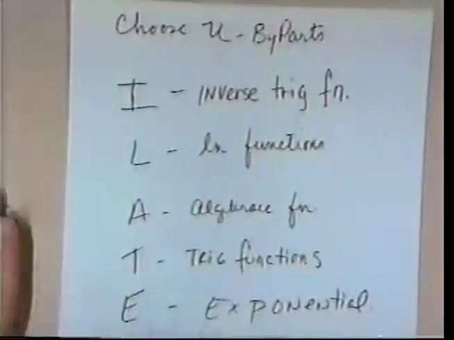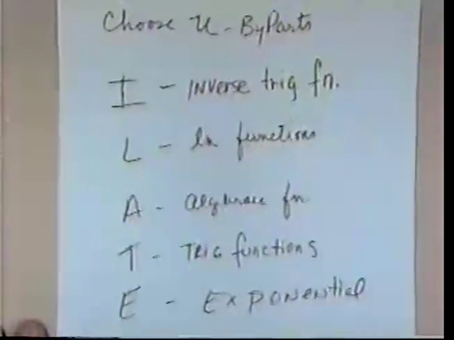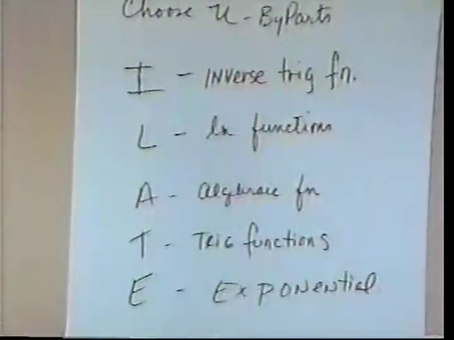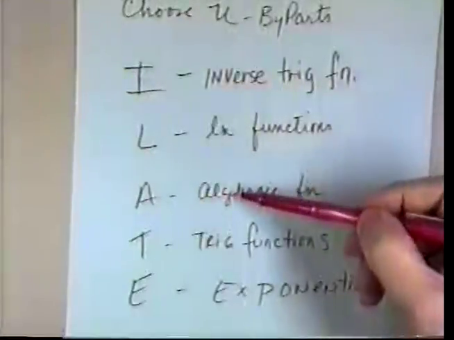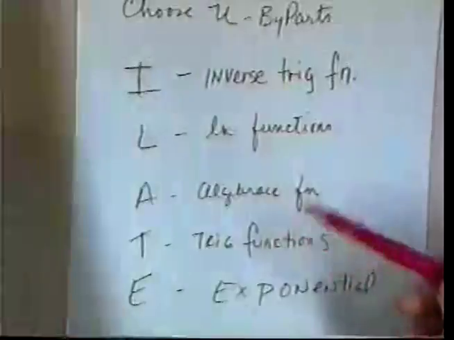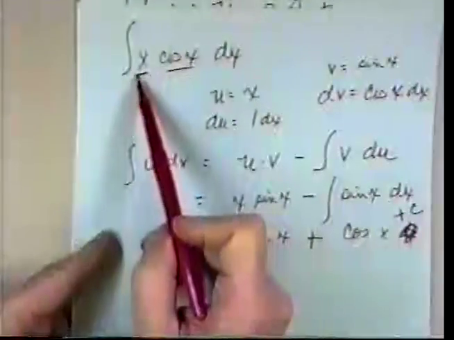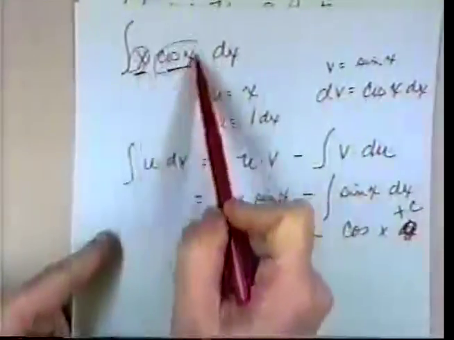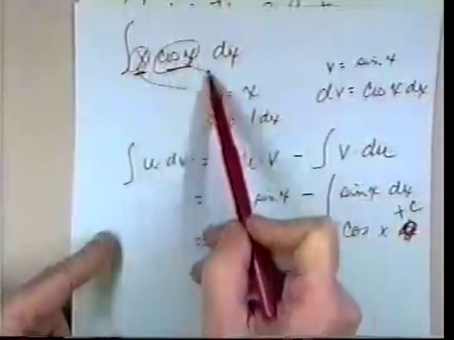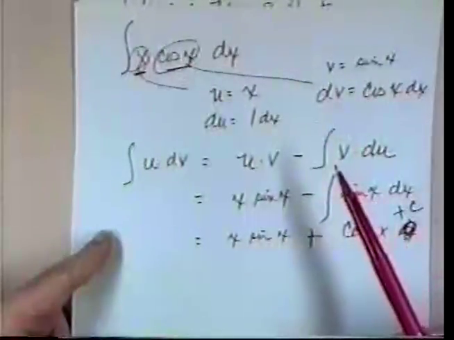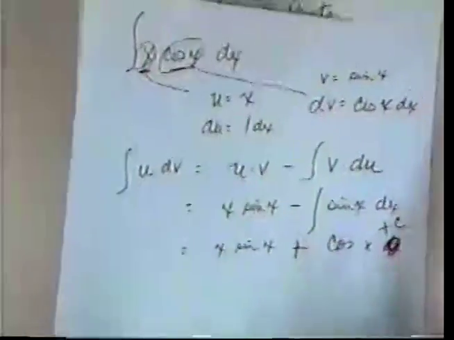So I'm not going to guarantee that if you follow this little mnemonic device, it's going to work every time. But like I say, I've talked to a lot of people, and a lot of people say they're not sure it works every time, but they've never found a time when it didn't work. The two we just did, notice algebraic comes before trig. So on this first one we did, we had an algebraic and a trig. We let the algebra be u, the trig be the dv. So it certainly worked there.